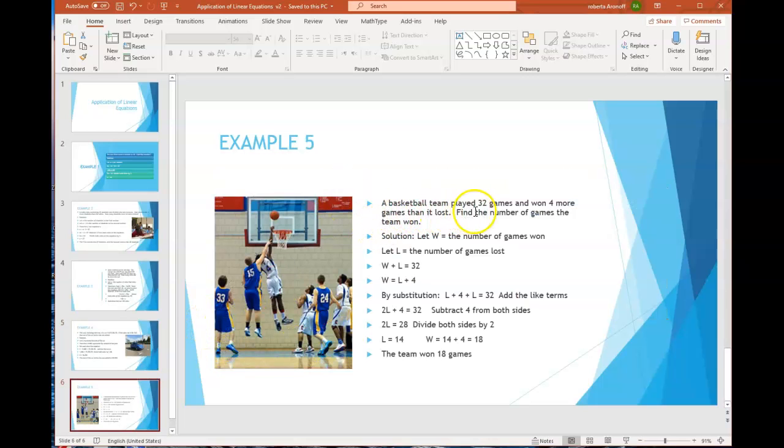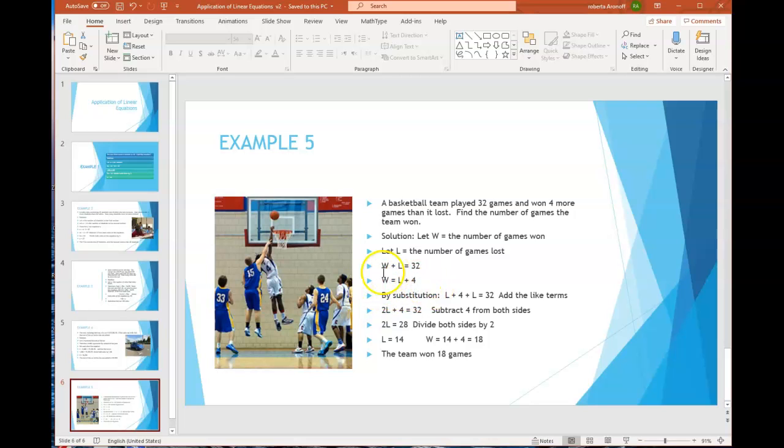All right, example 5. A basketball team played 32 games and won 4 more games than it lost. We want to find the number of games the team won. And this is similar to our question with the 2 sections of the course, the 57 students divided. Well, I'm going to say W is equal to the number of games won. L is the number of games lost. So if we take the number of games won plus the number of games lost, we're going to have 32 games. But we know from the problem that we won 4 more than the team lost. So the winning number of games is L plus 4.